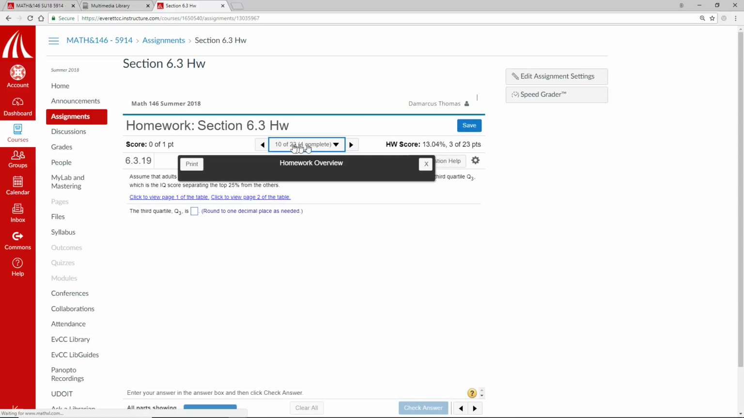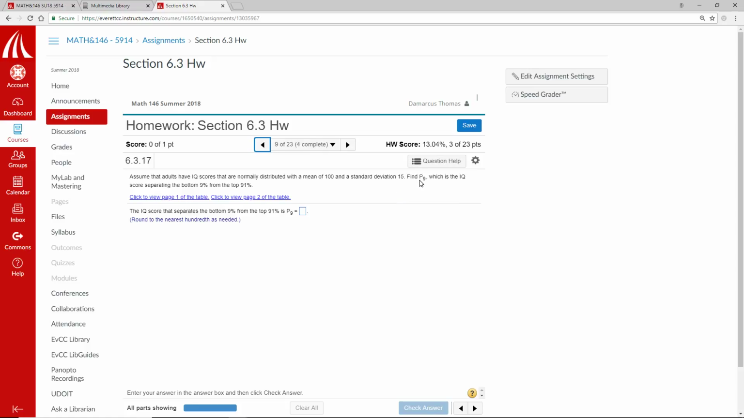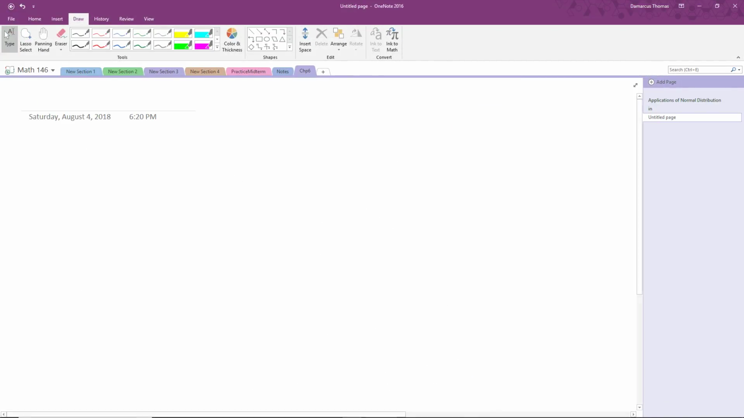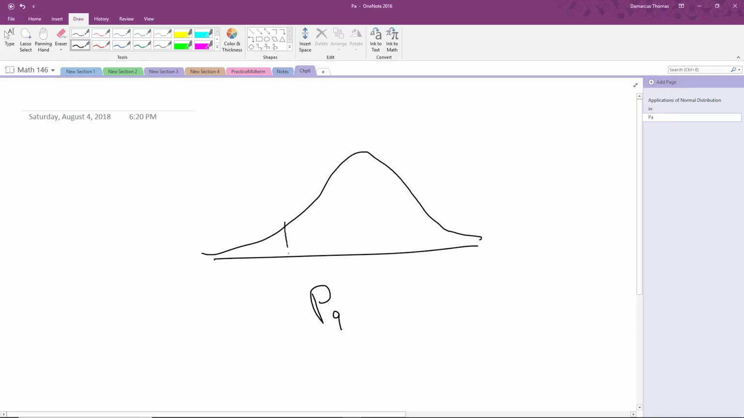It's all pretty straightforward. Let's go back to this last one where it says find the probability P sub 9. This turns out to be which IQ score will separate the bottom 9% from the top 91%. And so P9, in fact, let's describe this on another sheet here. P9, well, what does that mean? This area here, this score is equal to P9. And so what we're trying to say is, what is the 9th percentile? What value, what IQ score separates the bottom 9% from the top 91%? What value would that be?